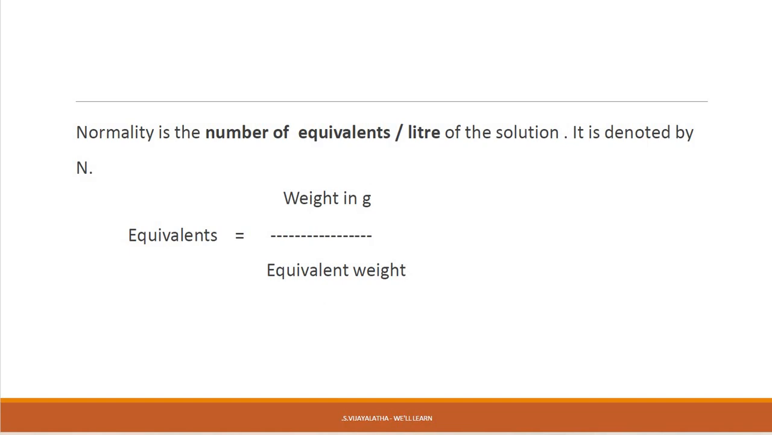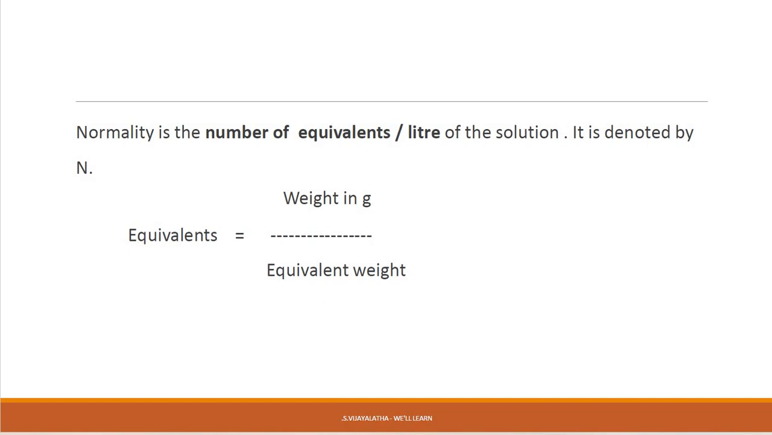Normality may be defined as the number of equivalents per liter of the solution. Normality is denoted by the capital letter N. If we have one equivalent in 1 liter, it is a one normal solution.